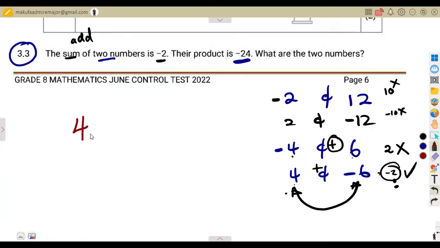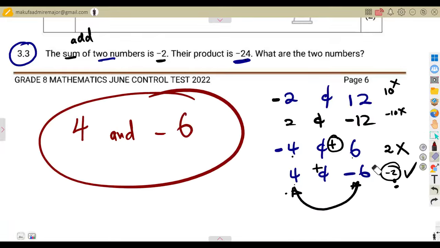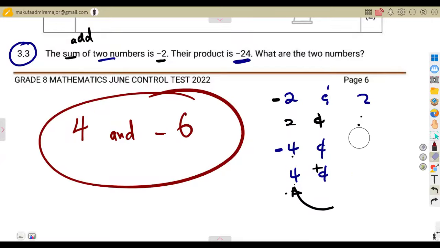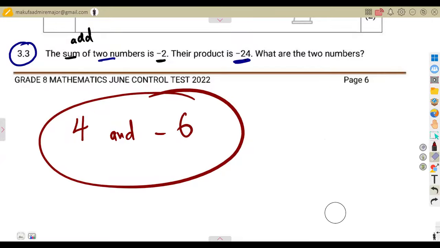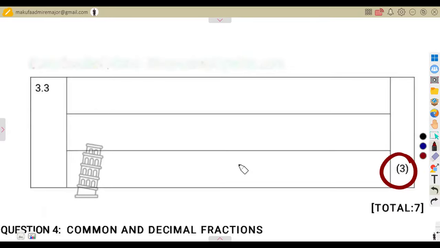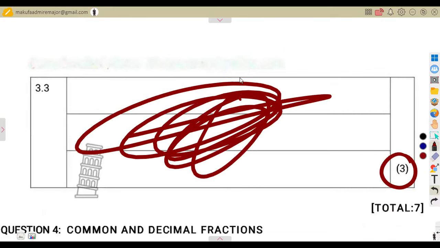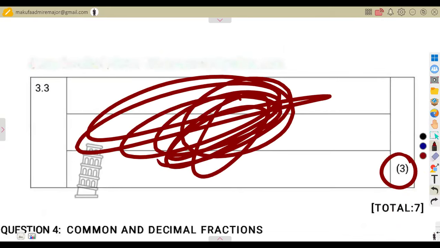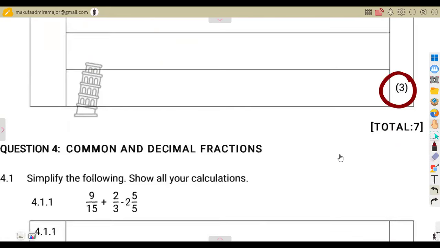So the two numbers are 4 and minus 6. These are the two numbers that we needed, that if you multiply, you get minus 24. If you add, you are going to get a minus 2. So that was what you're supposed to have calculated here. Very sorry for this dragging.